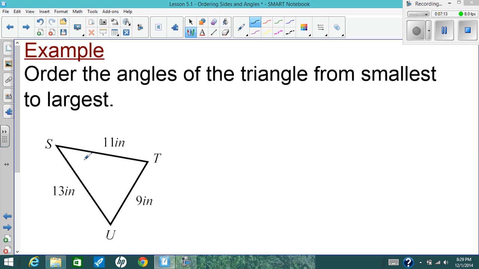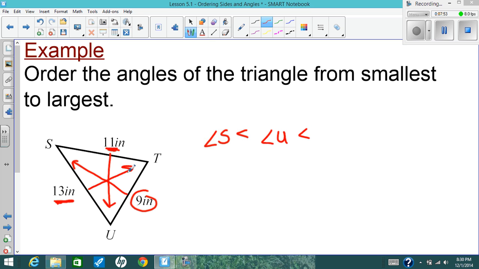Pause the video, check this triangle out, and list or order, using an inequality, the angles of the triangle from the smallest to the largest. So our smallest side here is 9. Across from that is angle S, so that's the smallest angle. The next is 11. It's across from angle U. And the biggest is 13. It's across from angle T.